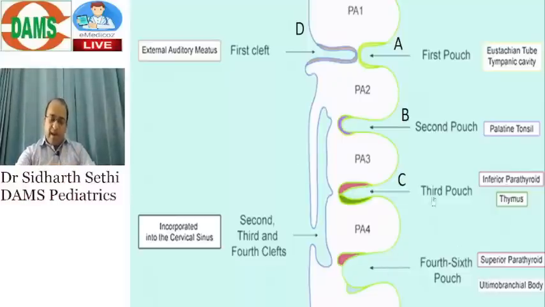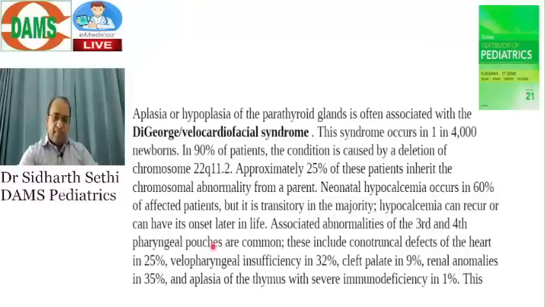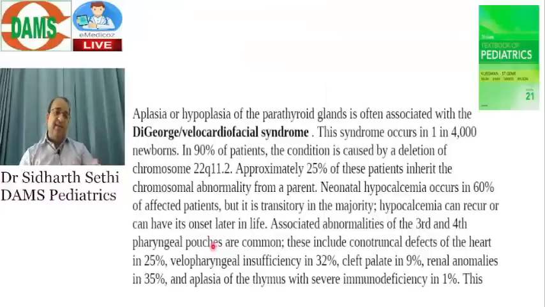So remember, the thymus comes from the third pharyngeal pouch, and the parathyroids, inferior from third, superior from fourth. So remember, this is a problem of this C structure here. So third and fourth pharyngeal pouches, okay, which is called DiGeorge syndrome. So this child has the classic DiGeorge syndrome, which is also called velocardiofacial syndrome. 22q11 deletion. Remember, it is 22q11 deletion.